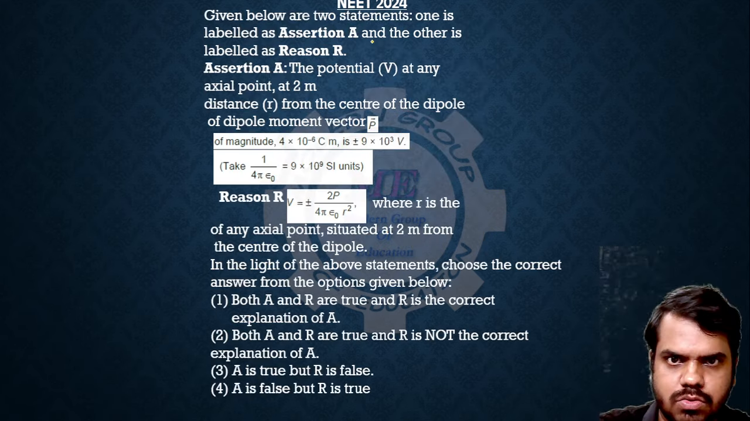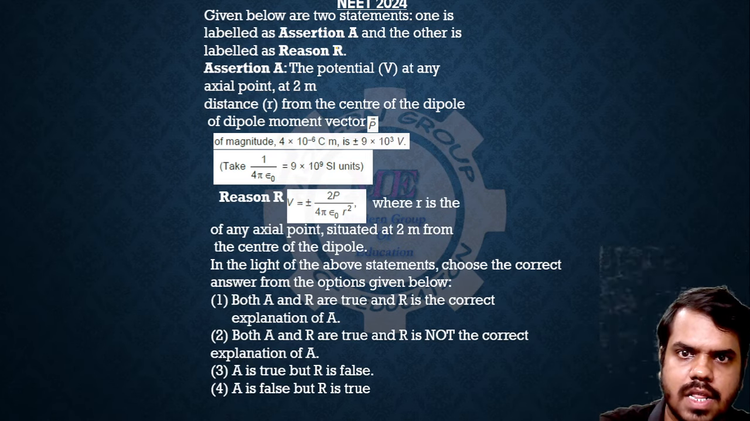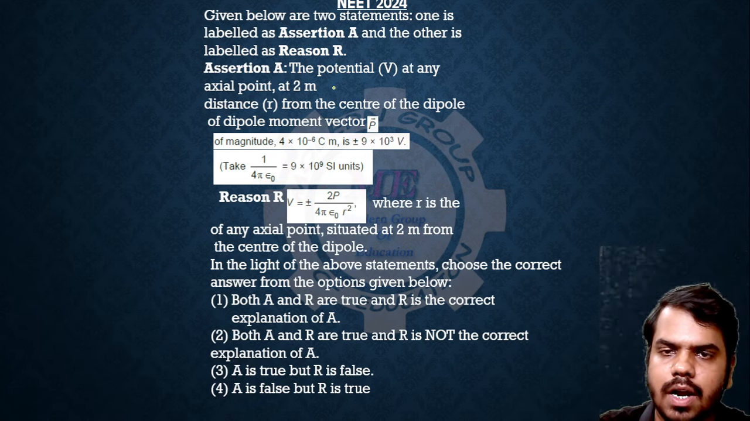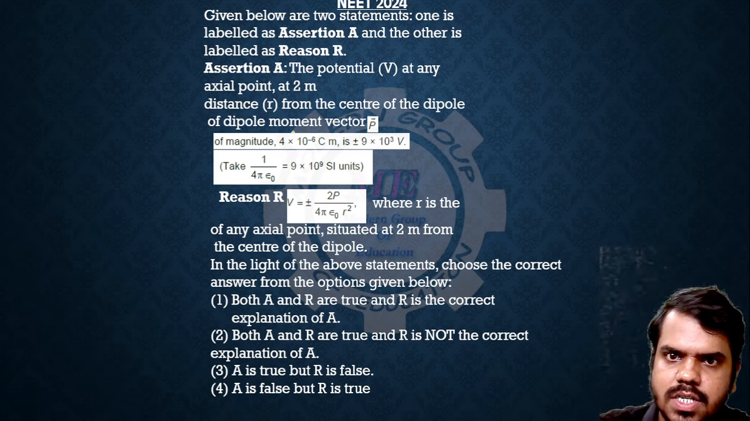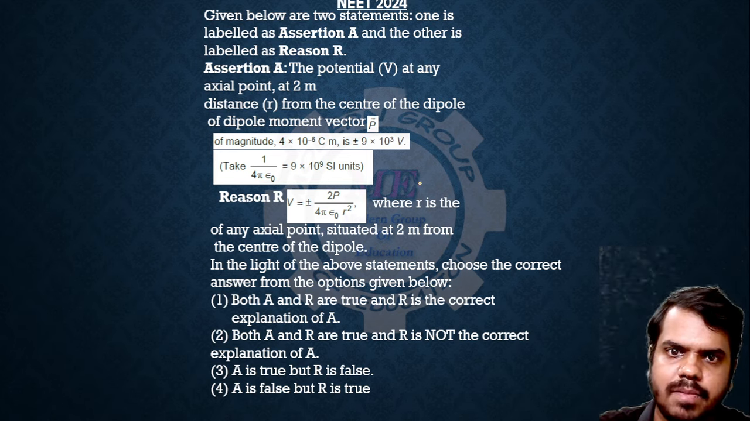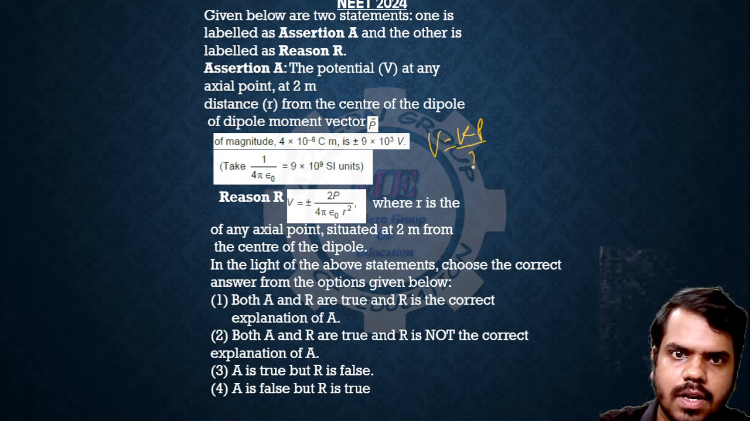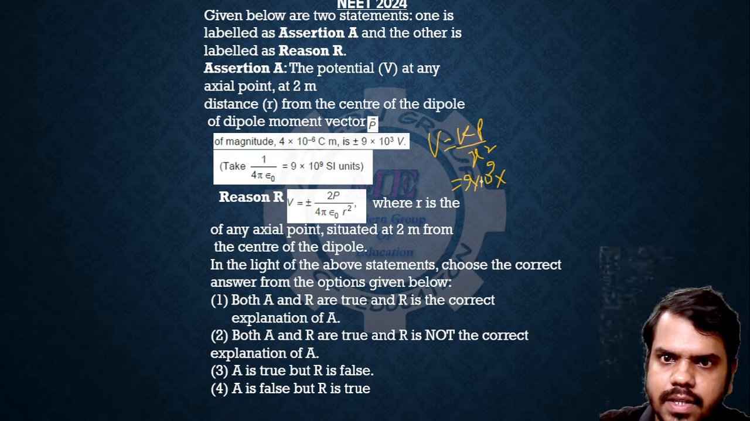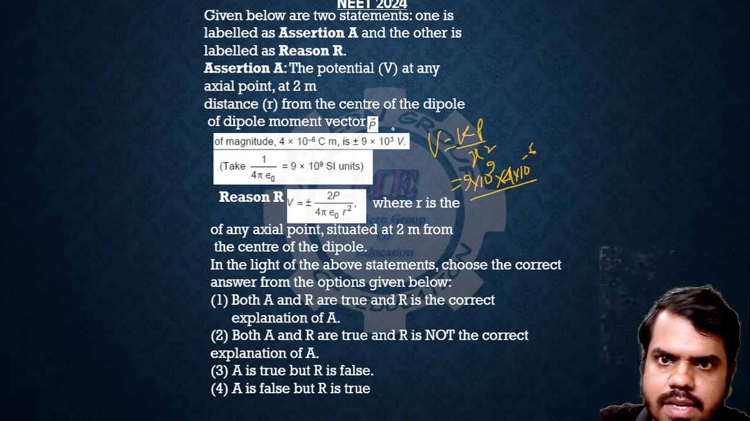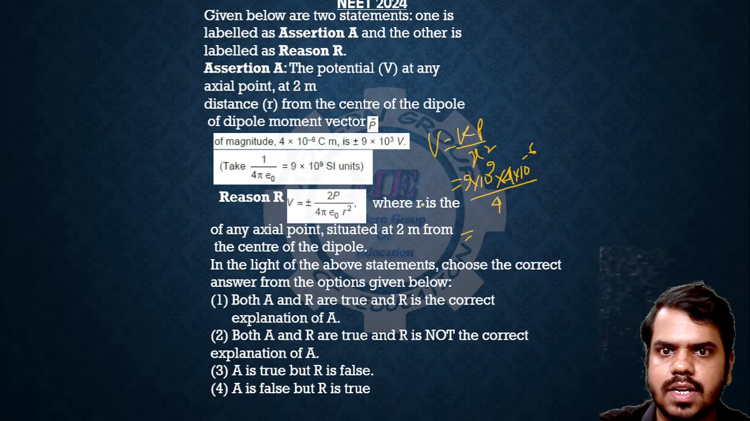Given below are two statements, one labeled as assertion A and the other labeled as reason R. The potential at any axial point at 2 meter distance from the center of the dipole is V equal to kp by x square. So K is 9 into 10 to the power 9, and P is 4 into 10 to the power minus 6, and x square is, x is 2, that is 4. So the answer is 9 into 10 to the power 3, it is okay.